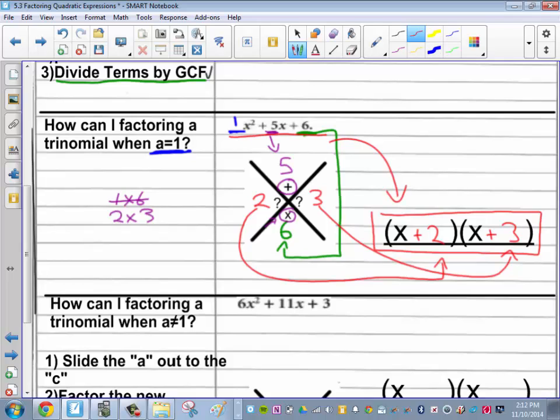You really have to figure out, if a is 1, what times what equals this that adds together to be this right there. And in this situation, it's a positive 2 and a positive 3. Now, can you factor everything? No. And I'm going to show you how to deal with things that you can't factor, but this one we can.